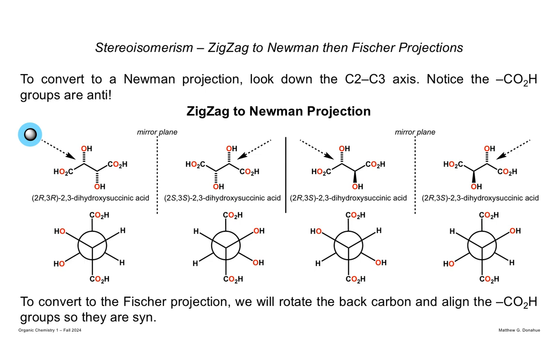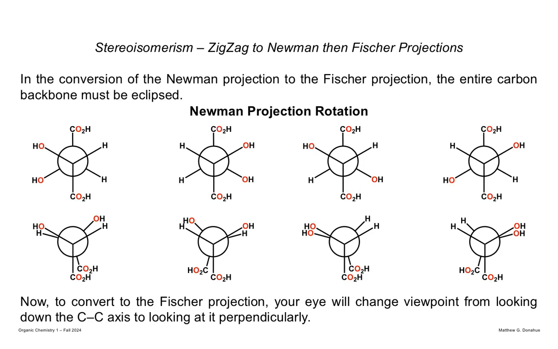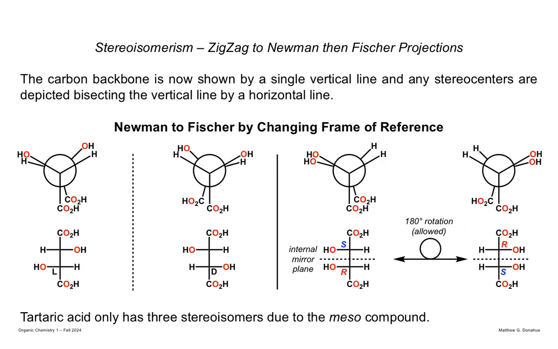I know it's a minute or 2 over, but this is how you take the Newman projection. You have to do the bond rotation to get the eclipsed conformation. And then you rotate your eyeball so that you're looking at the 2 to 3 bond right here. And that's how you draw the Fischer projection. So the remaining slides just explain that a little bit more.